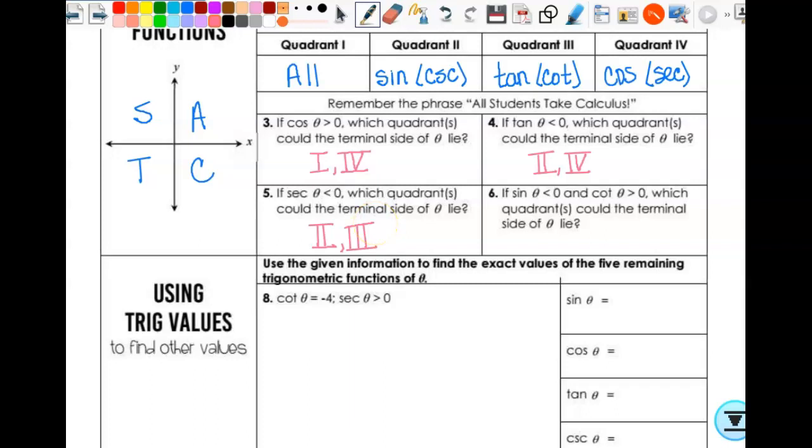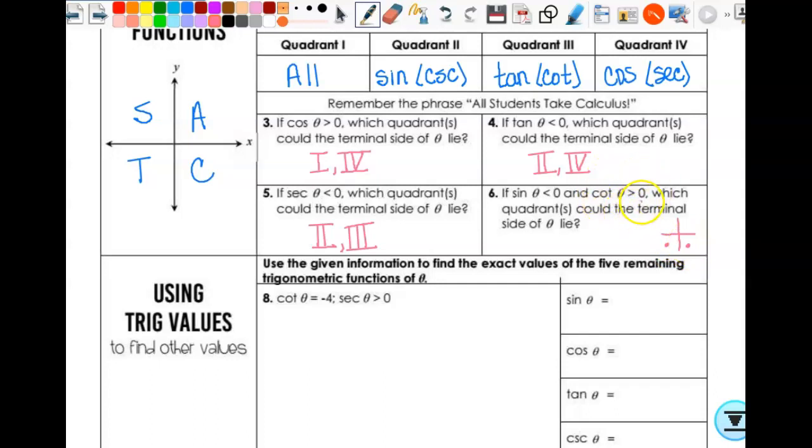It says sine is less than 0, so that means that it's negative, and cotangent is greater than 0. Which quadrant or quadrants could the terminal side lie in? So we're going to make our little x and y axis here. We're going to say, all right, sine is less than 0. Well, I know that sine is positive in the first and the second, so sine would be negative in the third and the fourth. So I'm going to put little dots there.